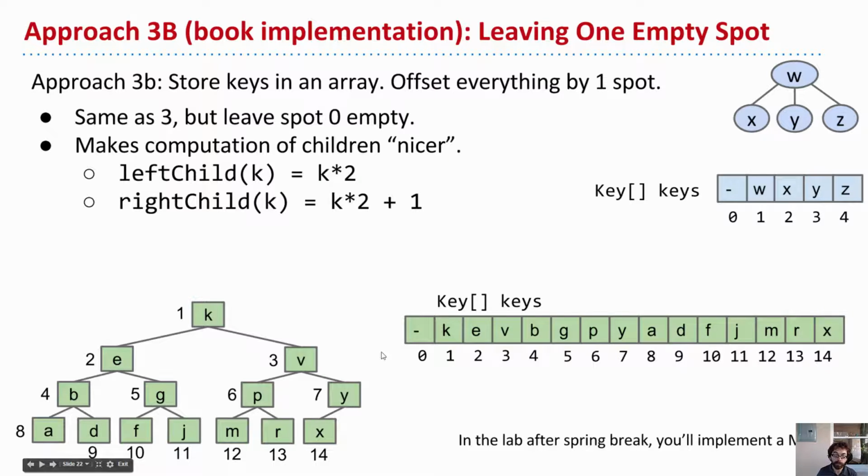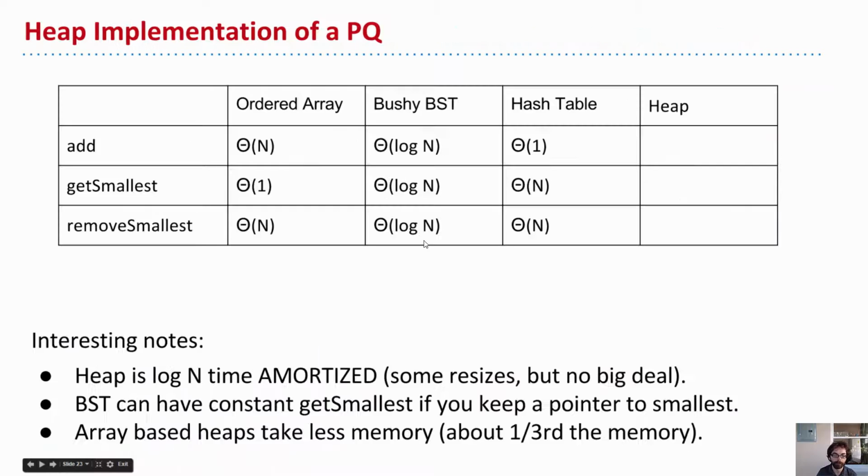Okay? So yeah, you can do an array-based tree with approach 3 without this empty spot, but our book, the optional textbook for the class, uses this approach, and in the lab after spring break, you'll implement a minimum PQ, which is based on this data structure. Okay? So that's one way we can represent trees, and in particular here, complete trees. Okay? So if you wanted to implement a priority queue using a heap, well, you have to implement the heap somehow.